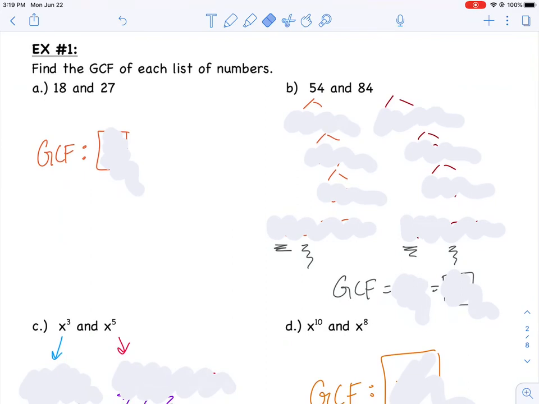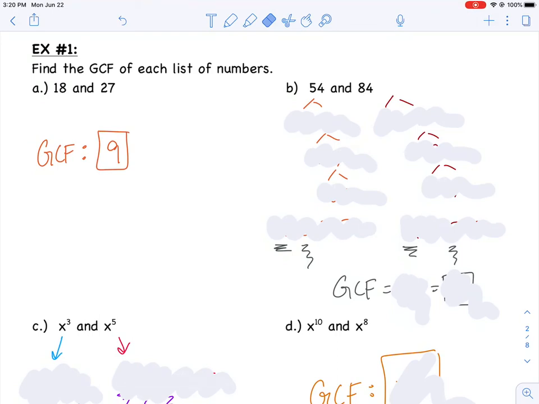So example number 1 asks us to find the GCF, the greatest common factor, of each of the numbers. So what would be the greatest common factor of 18 and 27? I want to know the biggest number that I can divide into 18 and into 27. You might need to list out the different factors of 18 and list out the different factors of 27 and find the biggest one that they have in common. You should end up getting 9. 9 is the biggest number that divides into 18 and into 27 equally.